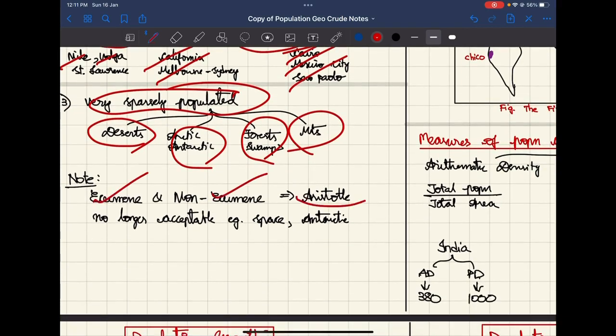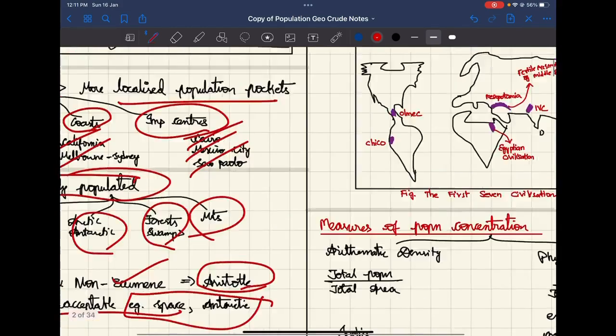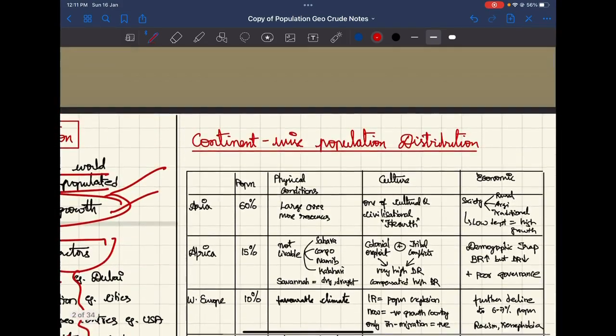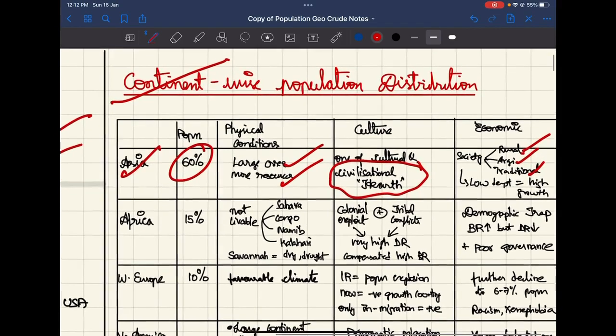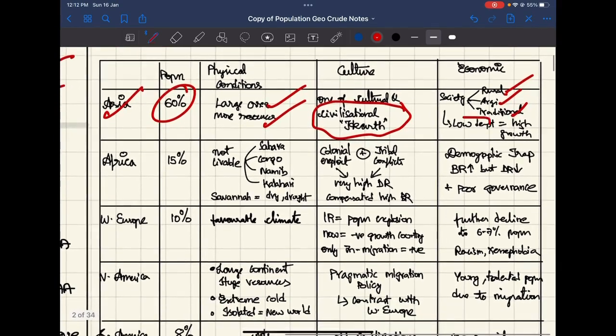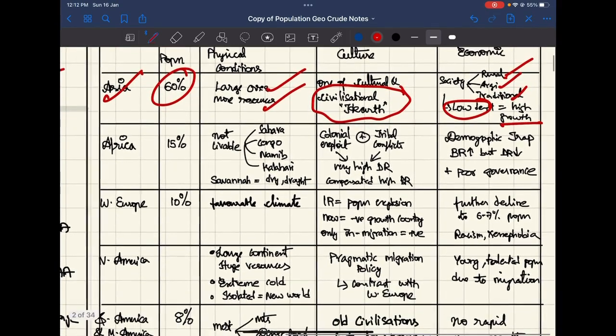Ecumene and non-ecumene concept is given by Aristotle. This is no longer acceptable. We can cite the example of space and Antarctic. Now coming to continent-wise population distribution, Asia has 60% population. It has large area and more resources. It is one of the civilizational hearths, and the society is rural, agricultural and traditional. Therefore, there is low development and hence high growth of population.